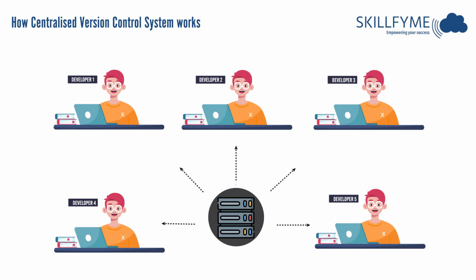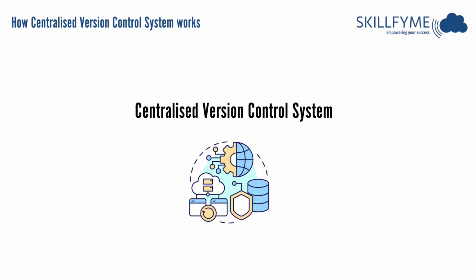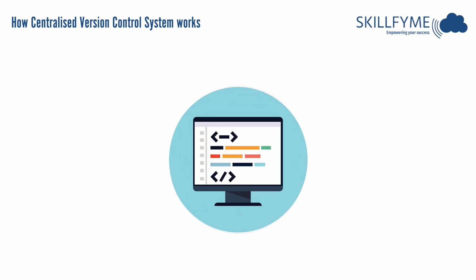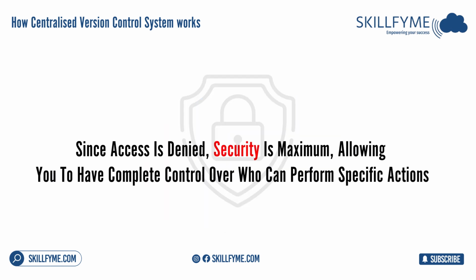Your code is kept on one single server, a centralized server, correct? If anyone has to work, they have to work here only. That's why we call this kind of setup a centralized version control system. What are the benefits of this? As it is centralized, if you don't give access to anyone, can anyone access this code? No. So security is paramount, correct? You can completely control who can do what.